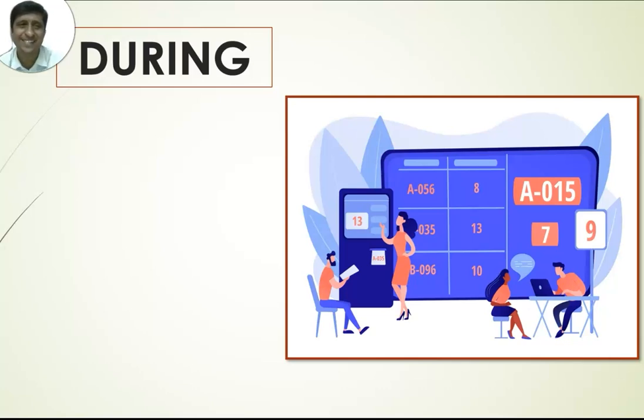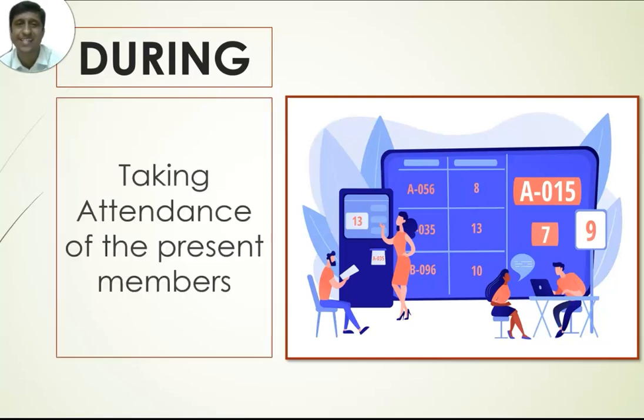Just look at the picture. The first thing when you go to the meeting is to record your presence at the meeting, and that's nothing else but taking attendance. Secretary is responsible for taking attendance of the people who are attending the meeting. That is the first important thing what secretary is supposed to do.